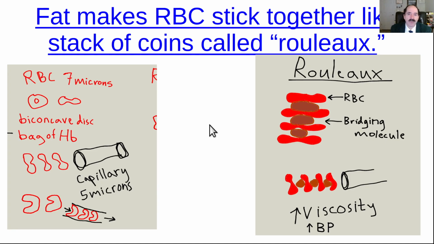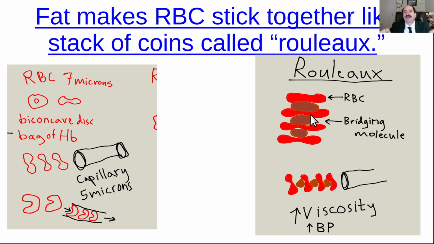Okay, so now just one quick point about stacking red blood cells together. Red blood cells are about 7 microns. Capillaries are a little smaller, about 5 microns in diameter, so they have to deform themselves to go through. A high-fat diet will increase LDL cholesterol. It's a bridging molecule that sticks the red blood cells together and overcomes their zeta potential.